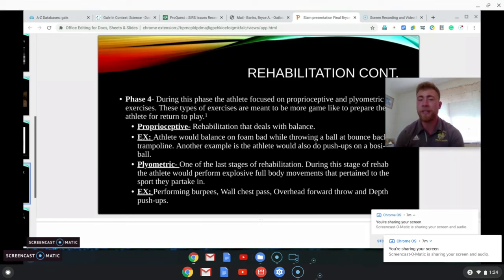Plyometrics is one of the last stages of rehabilitation, and it is very game-like and used in the last stage for return to play. An example of this would be performing burpees, a wall chest pass, an overhand forward throw, and depth push-ups.